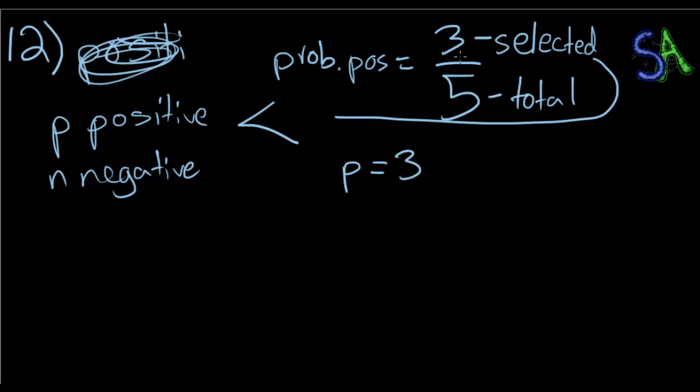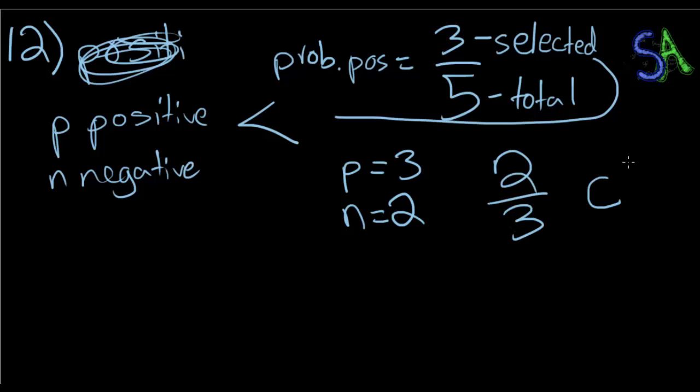Now there's only 2 left in the sense that 3 over 5 plus 2 over 5 will equal 5 over 5, so the total. Therefore, n will be equal to 2. Now we need to find n over p, which is 2 over 3, which is the correct answer, choice C.